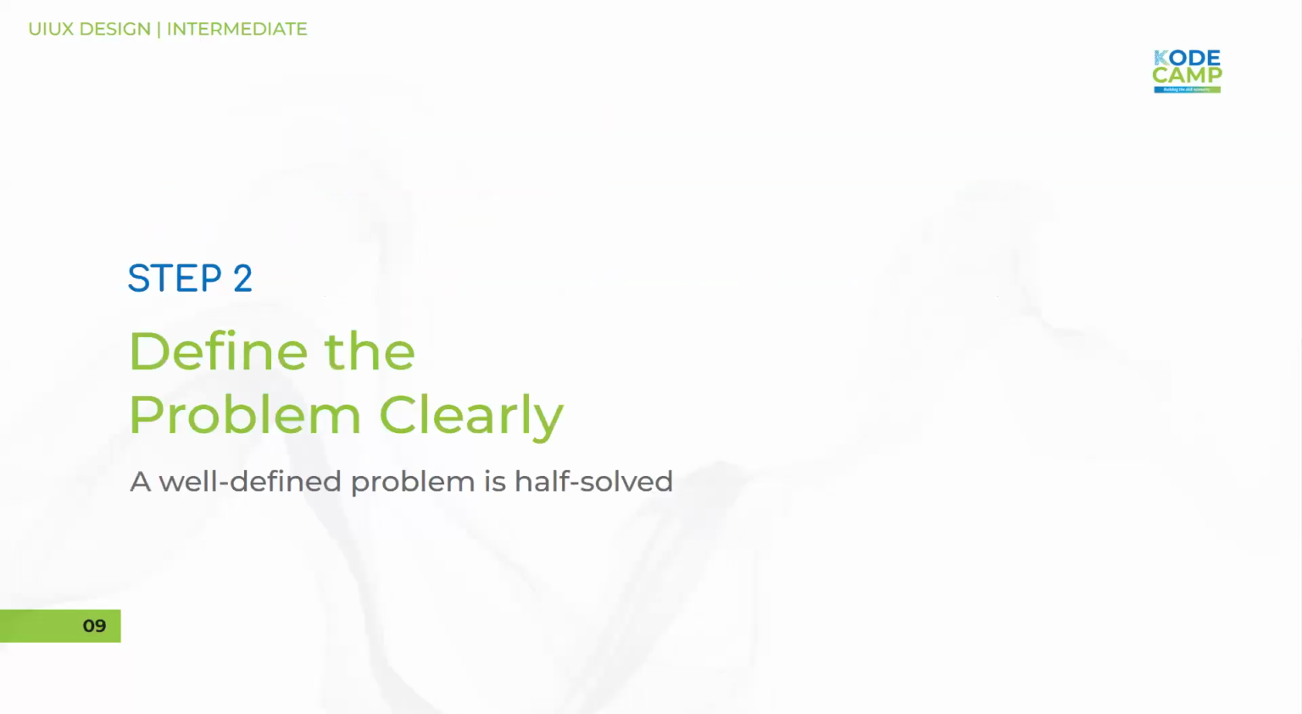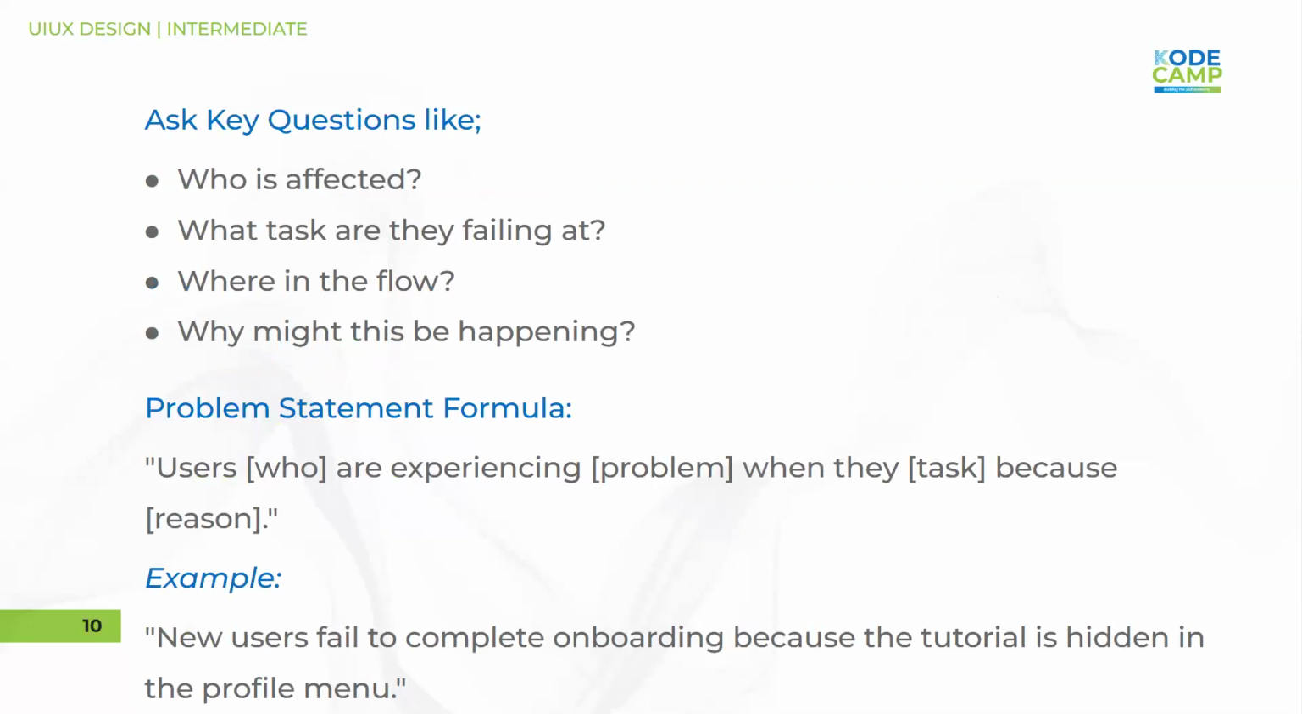So your step 2 should be define the problem clearly. After you might have identified what the problem is, define the problem. A well-defined problem is half solved. The questions you should ask are who is affected, what tasks are they failing at, where in the flow, and why might this be happening.